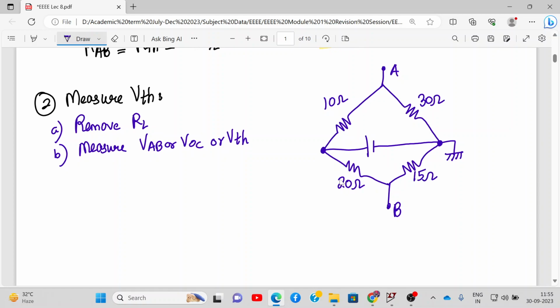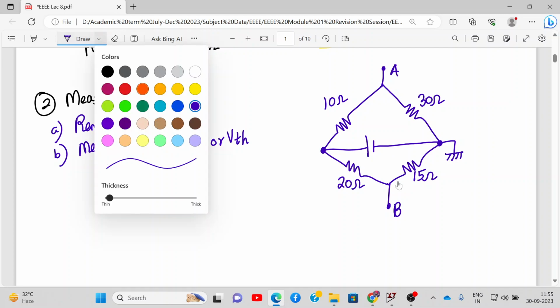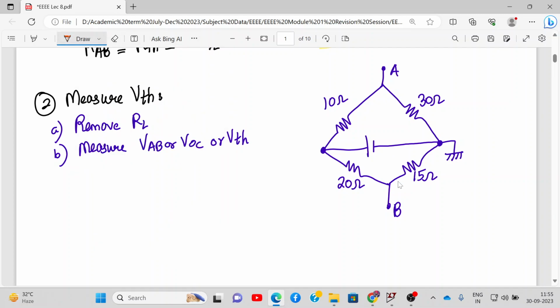Now we need to calculate VAB. We can simply apply mesh analysis and find using that. Even simpler technique is by using Ohm's law. Now if you see carefully in this network, we have two resistances and one voltage source. This voltage source value is 2 volt.